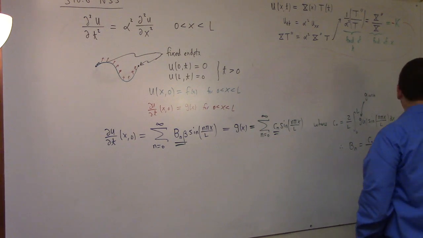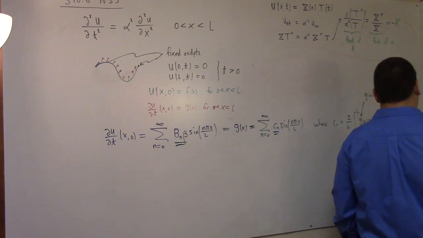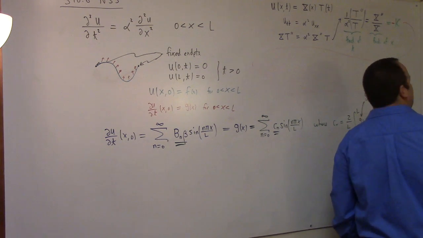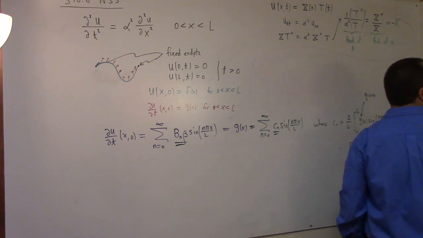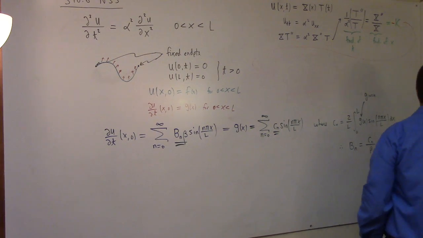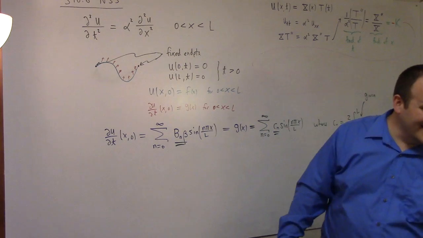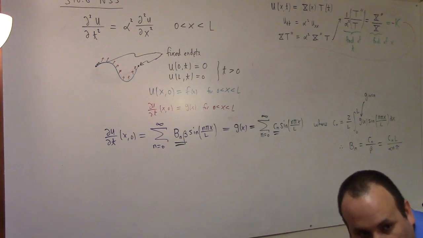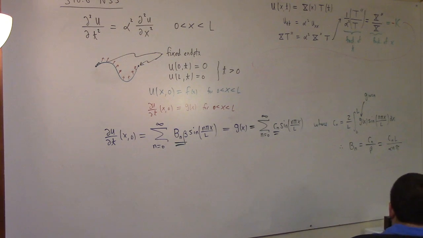That's actually, yeah, fine. I'll pay the good piper here. C sub n times L divided by alpha n pi. Gosh, what a mess. All right, so let us collect all of these ingredients together and write the final solution.